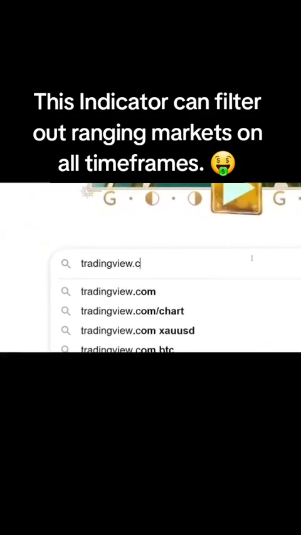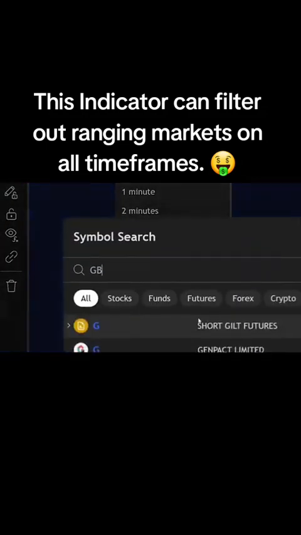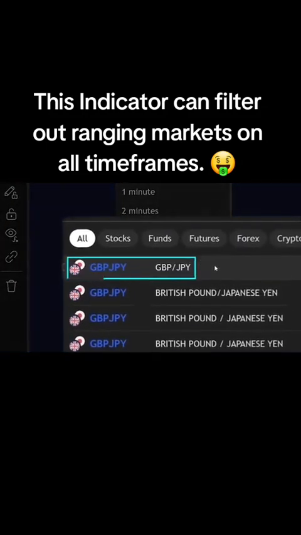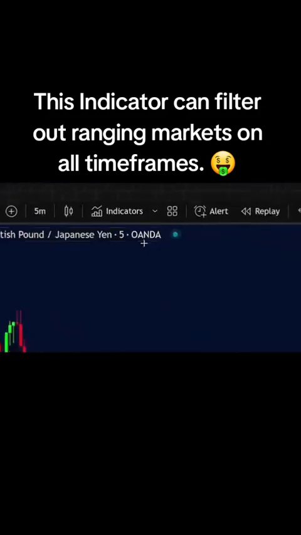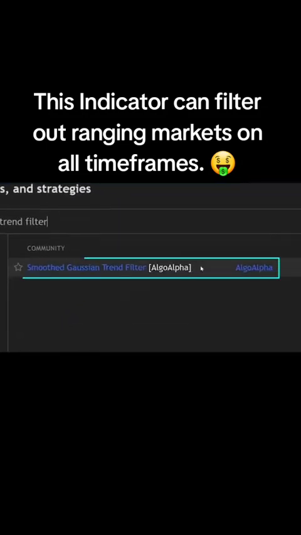Let's get into it. To add this indicator to your chart, head over to TradingView and pull up any pair you want. I'm using the 5-minute time frame on GBP JPY, but this works on any market, any time frame. Then click on indicators and type in smooth Gaussian trend filter. Make sure you select the one by Algo Alpha.